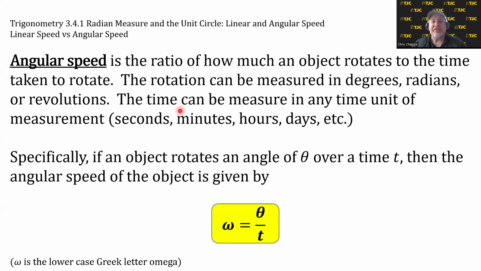Angular speed is the ratio of how much an object rotates to the time taken to rotate. The rotation can be measured in degrees, radians, or revolutions, or as you'll see in another example later, orbits. The time can be measured in any time unit of measurement, seconds, minutes, hours, days, etc. Specifically, if an object rotates an angle of theta over time t, then the angular speed of the object is given by omega equals theta over t. This is the lowercase Greek letter omega. It looks like a curvy W. So how much we spin divided by how long it took.